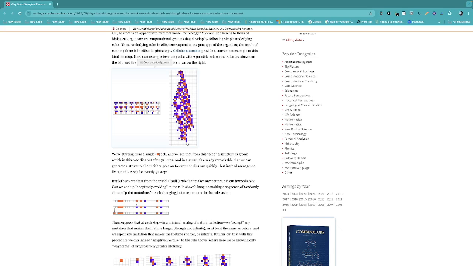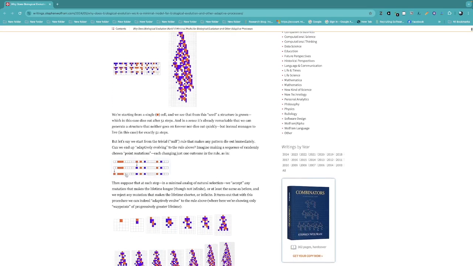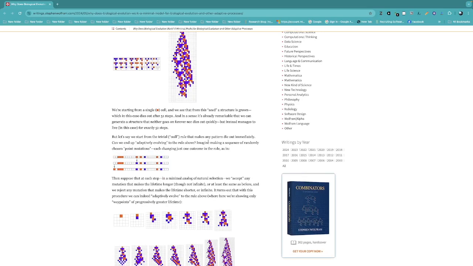So we end up with a genesis of a cellular structure, the evolution of a cellular structure, and then its death. Now we can model this in cellular automata in this minimal model. In this case, we're modeling cells interacting with each other as a multicellular agglomeration and then dying out. We could also think about this as a bacterial colony. But this is very abstract. But let's say we start from the trivial or null rule that makes any pattern die out immediately. And we end up adaptively evolving to the rule above.